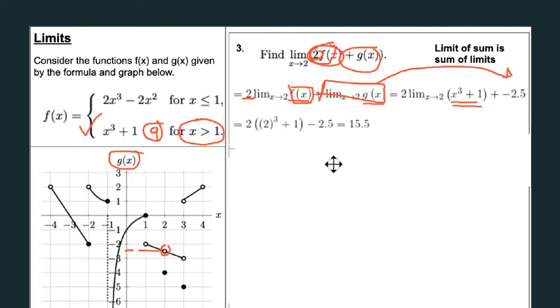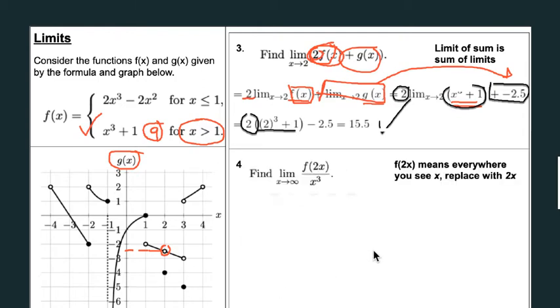Okay, so next thing I need to do. Now I've got this x cubed plus 1, and I've got 2 of them. So I've got 2 multiplied by 2 cubed plus 1, and here I'm adding negative 2.5. That's the same thing as subtracting 2.5. By the way, 2 cubed is 8, 8 plus 1 is 9, times 2 is 18, minus 2.5 is 15.5. And that's how you do that question.